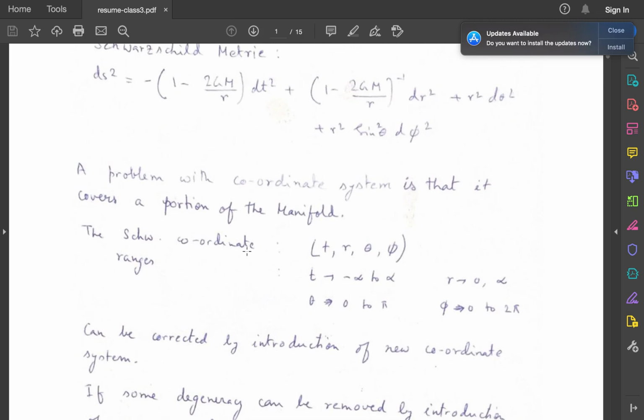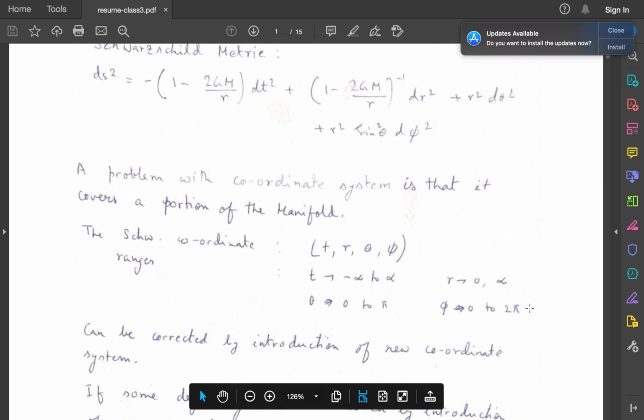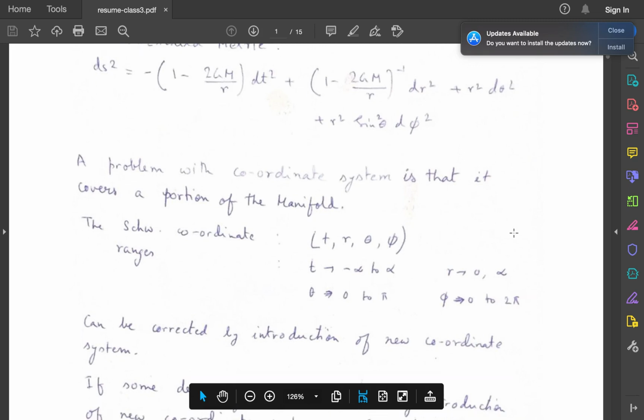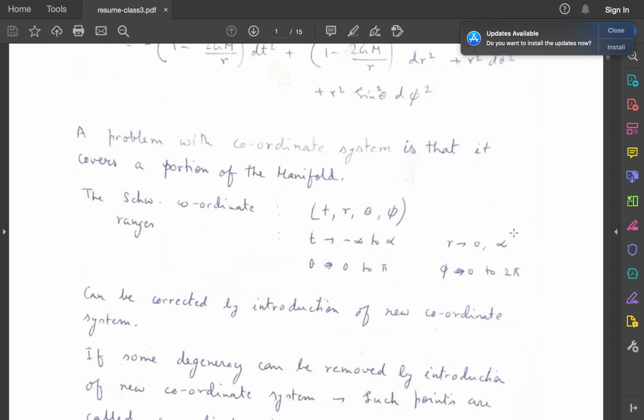The coordinates are t, r, theta and phi, and let us check the range. t runs from minus infinity to plus infinity, r runs from 0 to infinity, theta from 0 to pi, and phi from 0 to 2 pi. Okay, this is the whole range of the Schwarzschild coordinates. This is the so-called Schwarzschild coordinate.